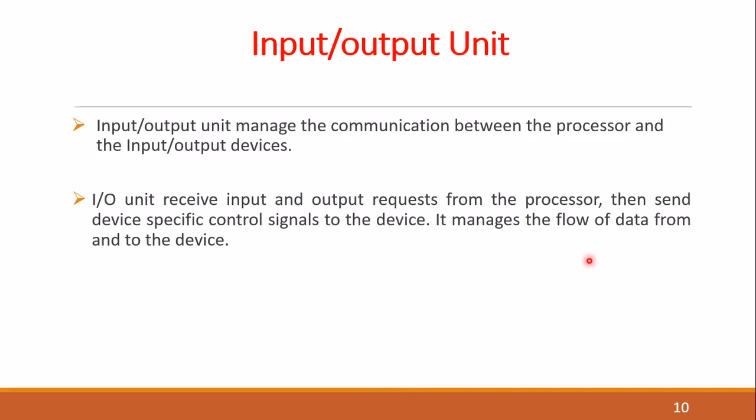So the next point is, the IO unit receives the input and requests the output from the processor. Then it sends device specific control signals to the device. It also manages the flow of data that is sent to the devices or taken from the devices.